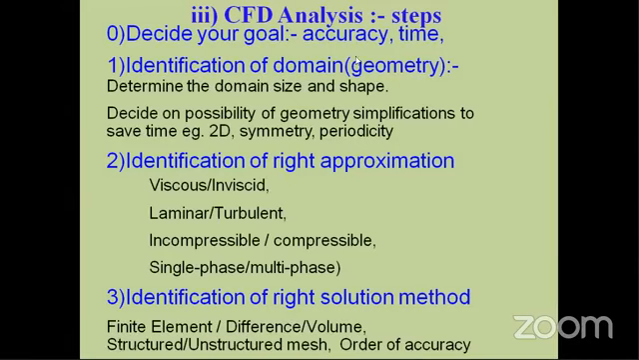Now we can move to what the steps in the CFD analysis are. Before going to CFD analysis, we have to decide our goal. What is the accuracy? What is the time which will be needed? Okay. And then we have to identify the domain. Domain means the volume where you want to perform the calculations. Okay. So we have to decide the size and shape of the domain. And also we have to decide whether we can do some simplifications, like whether we can make it 2D, whether we can make it symmetry, or use periodicity.